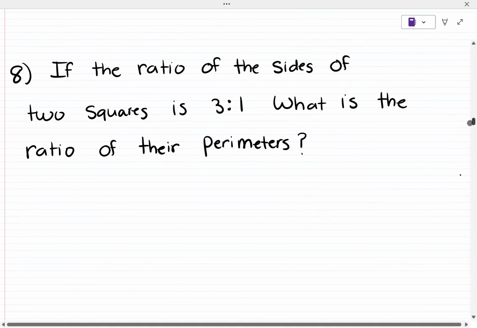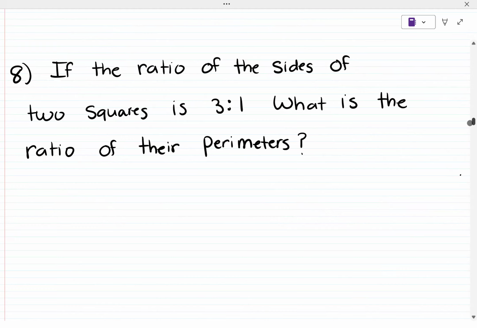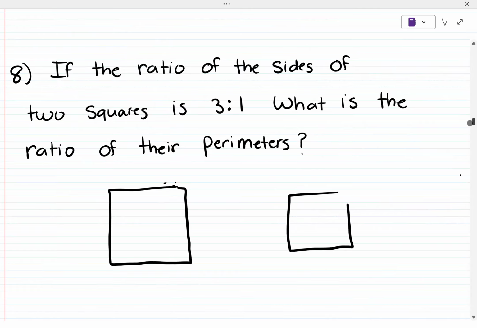Question 8. Question 8 says, if the ratio of the sides of two squares is 3 to 1, what is the ratio of their perimeters? Okay, so imagine you have two squares, 3 to 1. What that means is the 3 and the 1 represent their side lengths. So you have two different squares, right? And by the way, what do we know about squares? We know that in a square, all sides are the same.